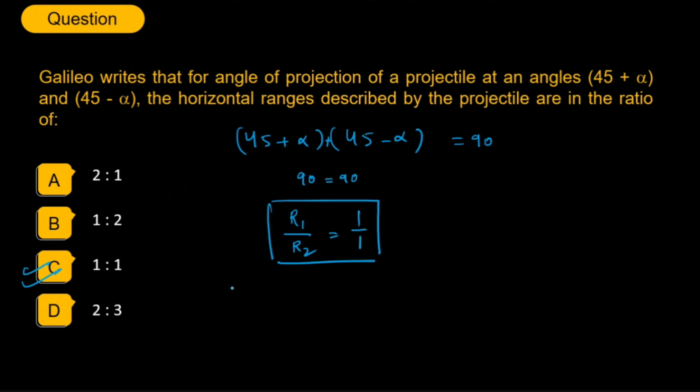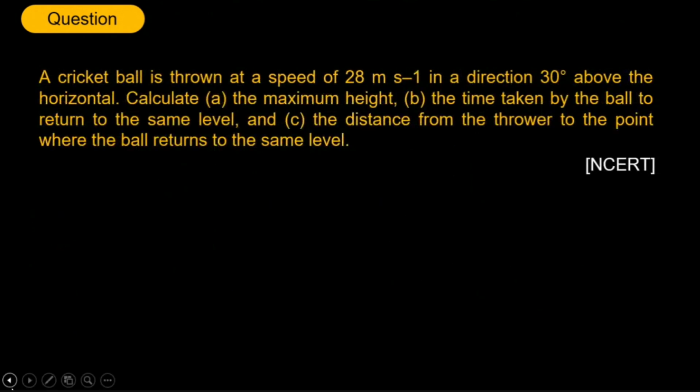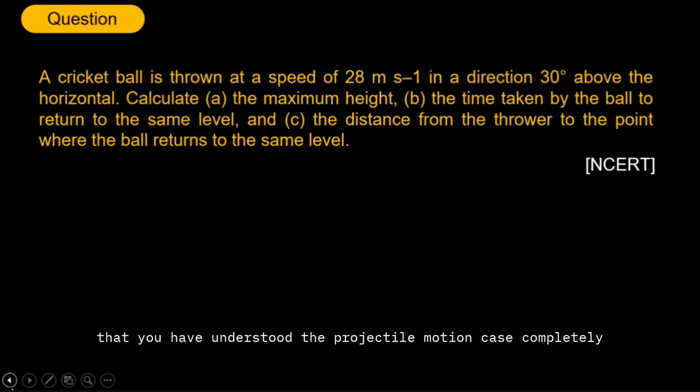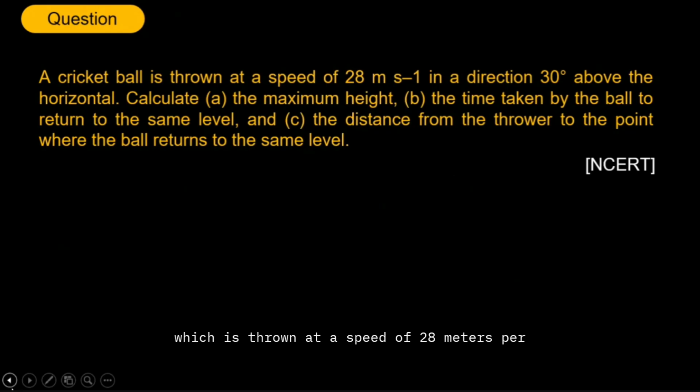That's it. Another question for you. This question covers almost everything. If you are able to solve it, you have understood projectile motion completely. The question says a cricket ball is thrown at a speed of 28 meters per second in a direction 30 degrees above the horizontal. First, calculate the maximum height. Then calculate the time taken by the ball to return to the same level, and the distance from the thrower to the point where the ball returns to the same level. So you have to find the maximum height, time of flight, and horizontal range.